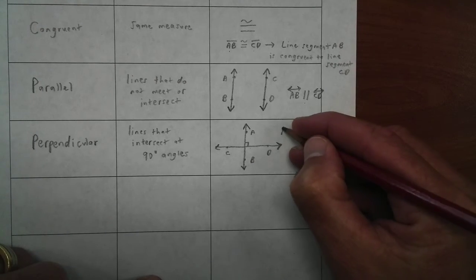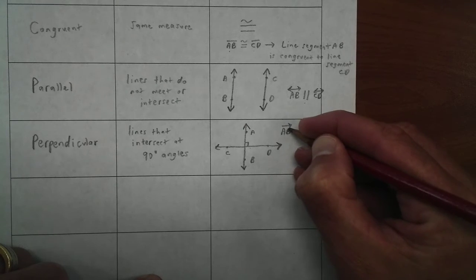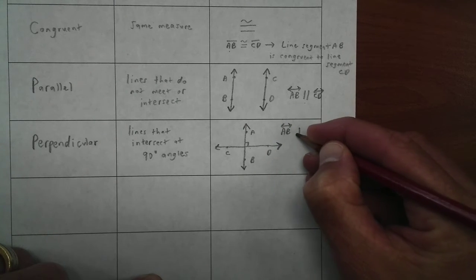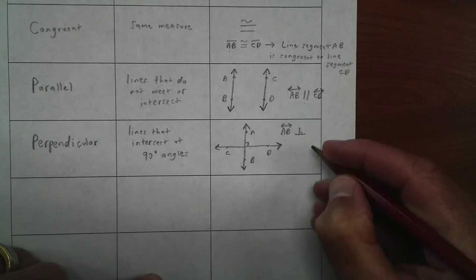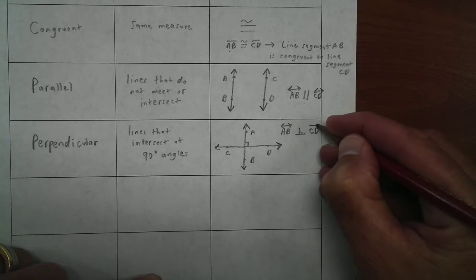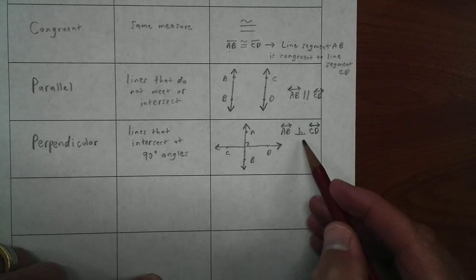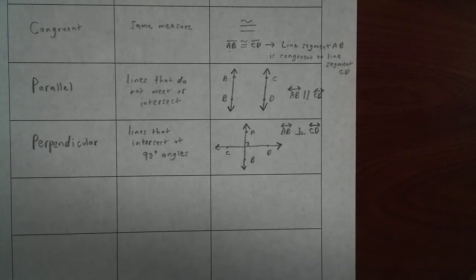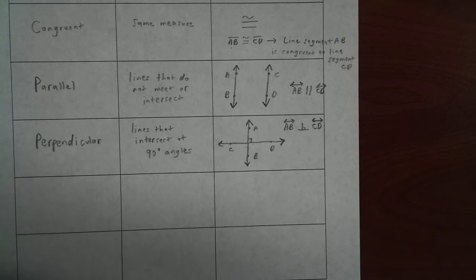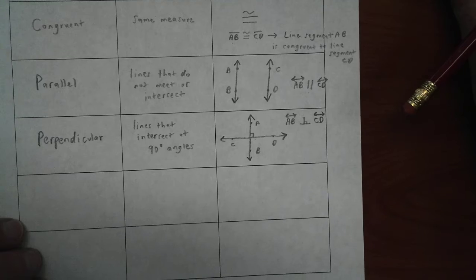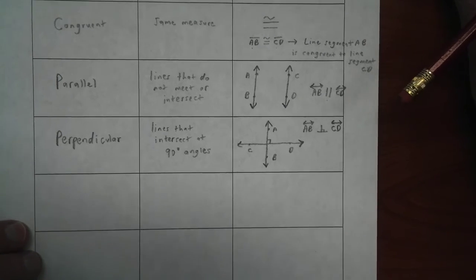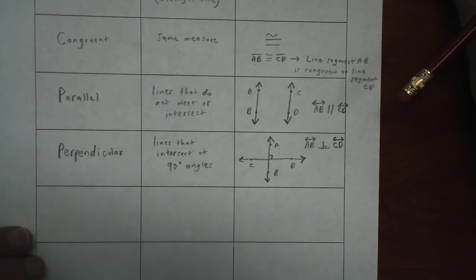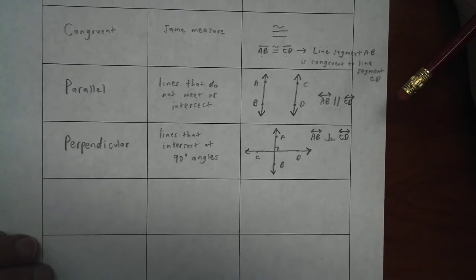So there's symbols too. We could say line AB is perpendicular to CD. So here's the perpendicular sign. Okay, it's like an upside down T. Right? There are other types of line relationships we should talk about too, and that'll come up quite a bit.